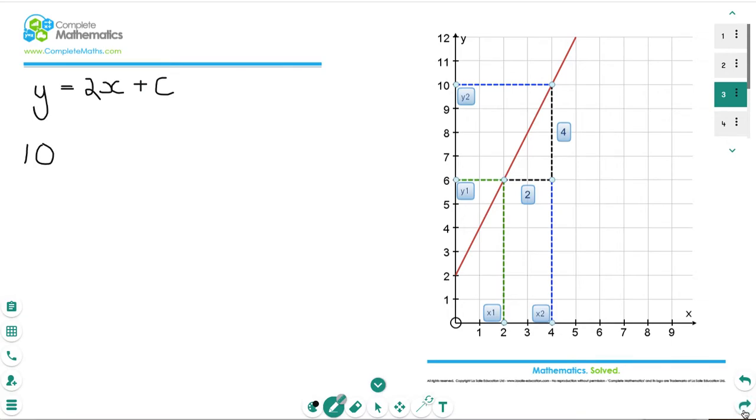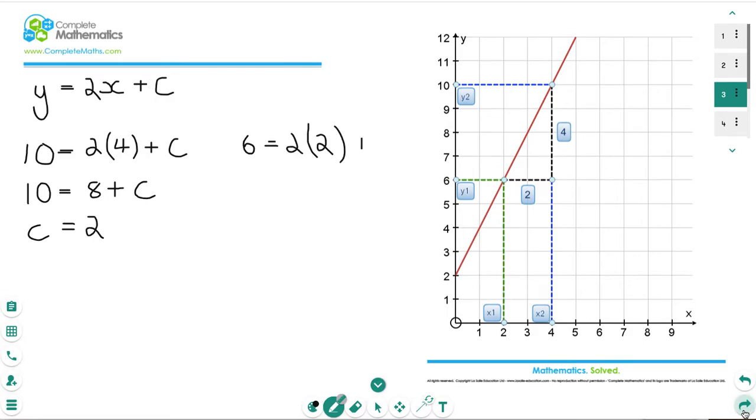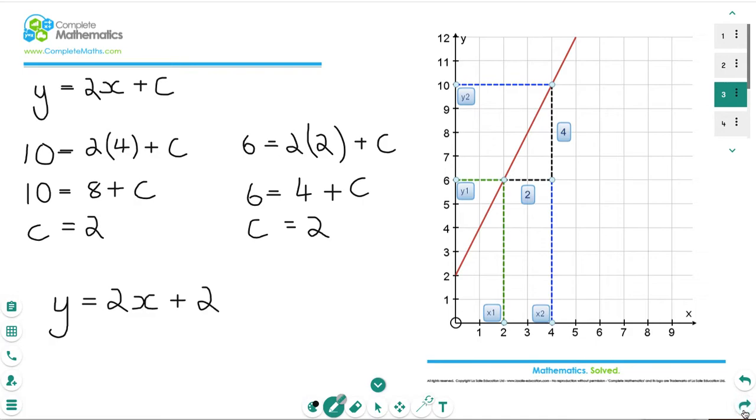I'm going to substitute x2 and y2 first. So the y2 value is 10, is 2 lots of the x value plus c. 10 is 8 plus c, and hopefully you can recognise that c would equal 2. If I substitute the first coordinate pair, my y value would be 6, and that would be 2 lots of 2 plus c, and again we can see that c would equal 2 as per our prediction. So to write this in the form y equals mx plus c, I can write y equals 2x plus 2.